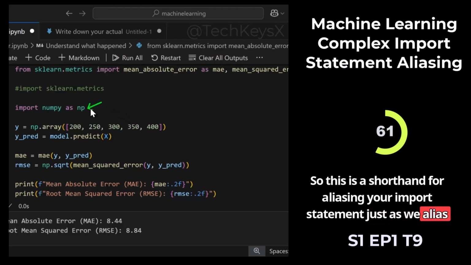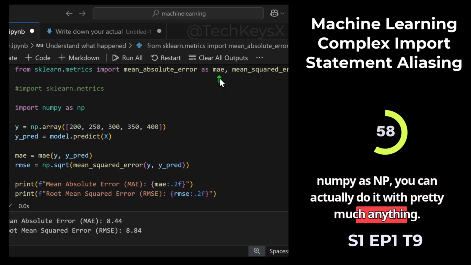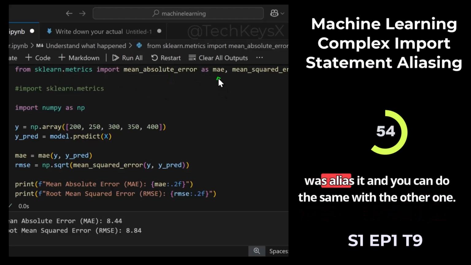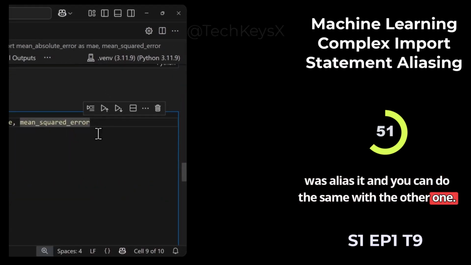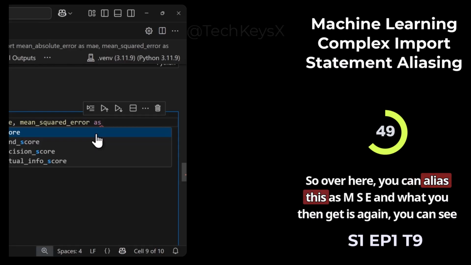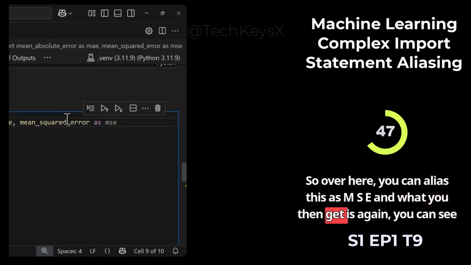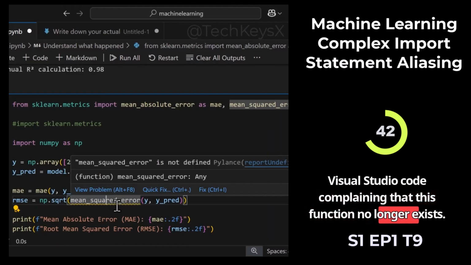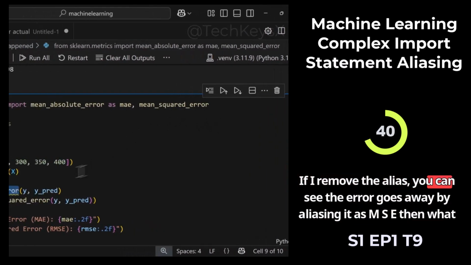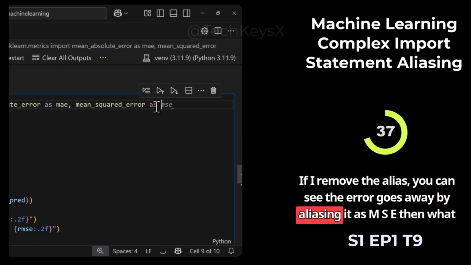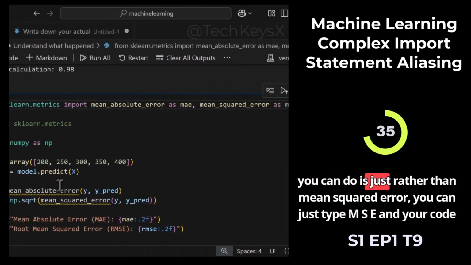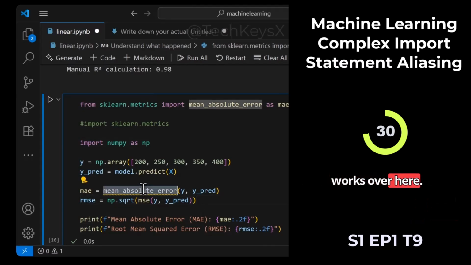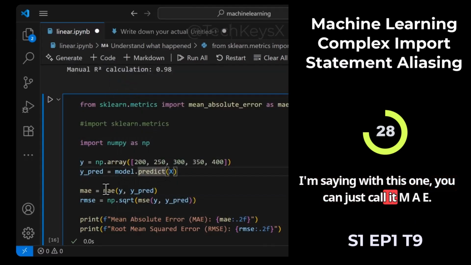Just as we alias numpy as NP, you can actually do it with pretty much anything. So here we imported this function from this library, and what we decided to do was to alias it. And you can do the same with the other one. Over here, you can alias this as MSE, and again you can see Visual Studio Code complaining that this function no longer exists. If I remove the alias, you can see the error goes away. By aliasing it as MSE, rather than mean squared error, you can just type MSE and your code works over here. And same with this one, you can just call it MAE.